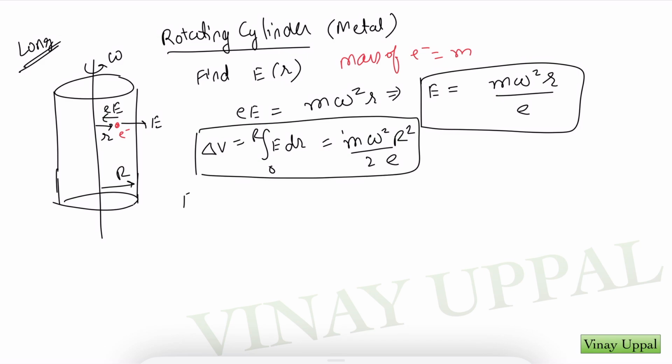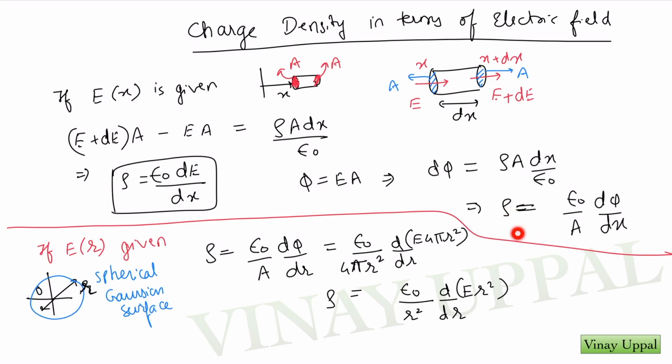Another thing that can be asked is to find the charge density. Now there are two ways to do this. So we saw how to write charge density in terms of the electric field. We saw it here, this expression, rho is epsilon naught by A d phi by dx. We did it for a spherical Gaussian surface, and when I was talking about this, I told you that we'll look at an example in an accelerated conductor. So we're going to do that now.